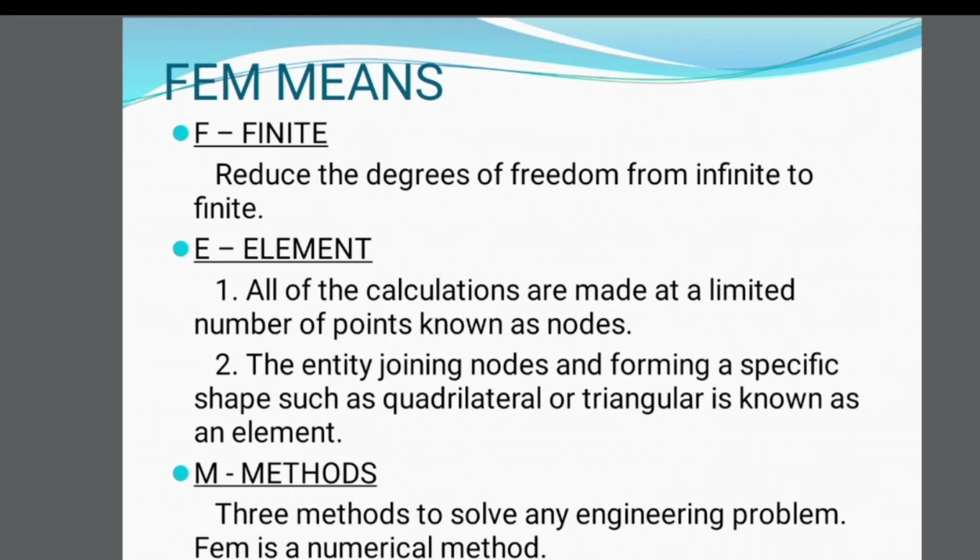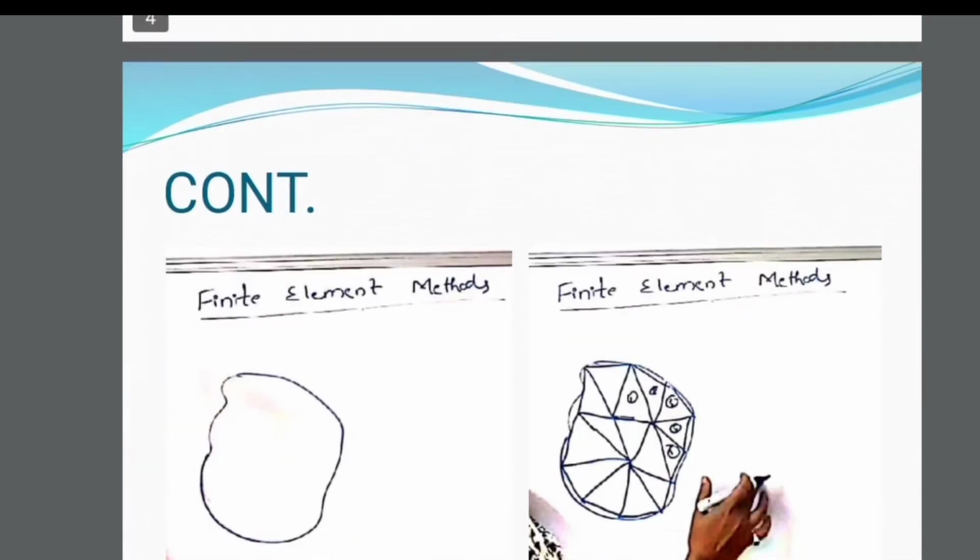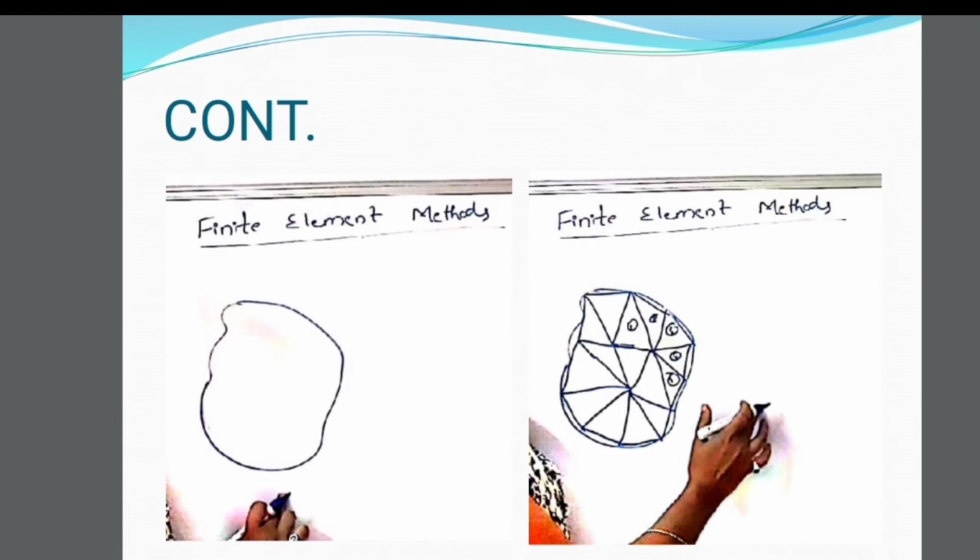The finite element method is a numerical method. That means with the help of some mathematical relations we have to solve the problems. I would like to consider one of the examples. This is some 3-dimensional object, some complicated geometry. If it is a regular shape, it is easy to solve with the help of some mathematical relations.